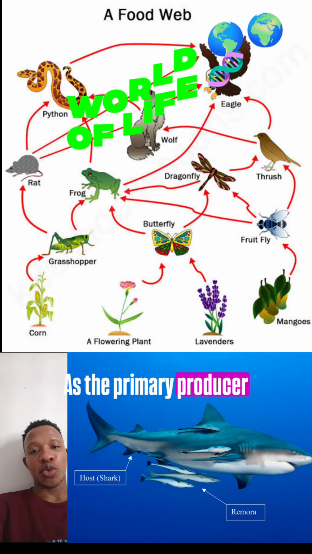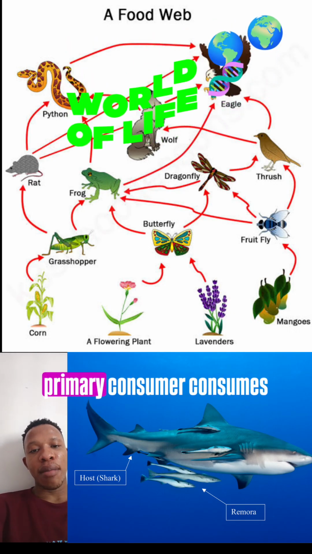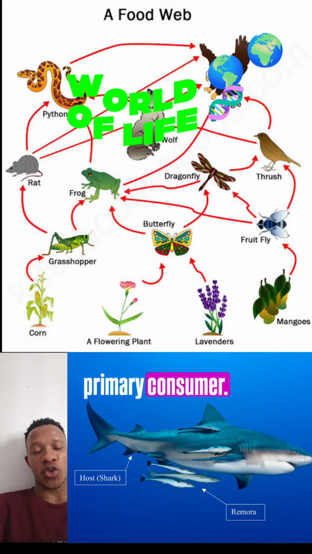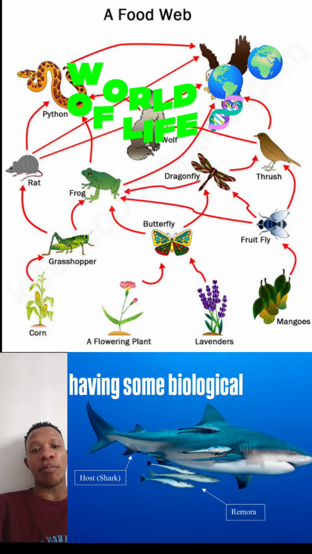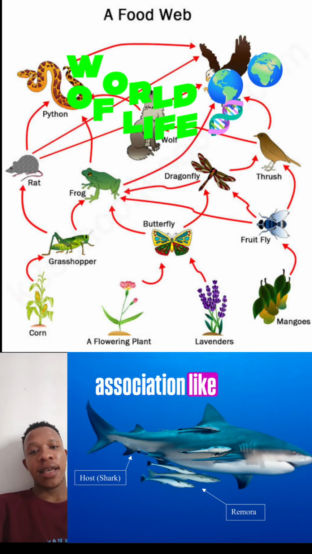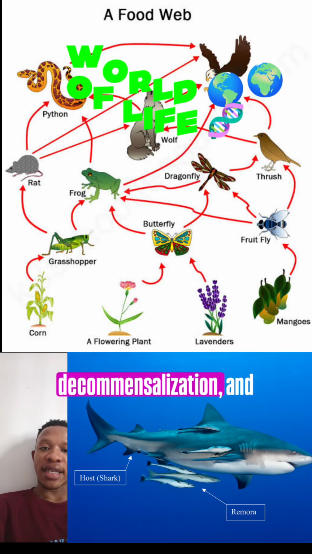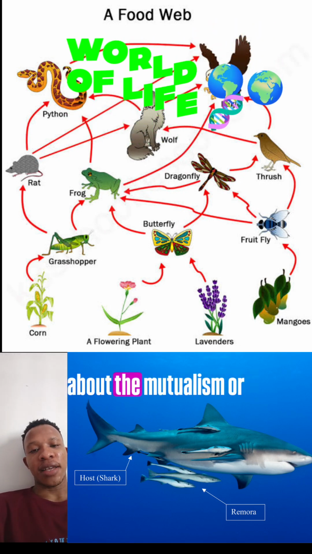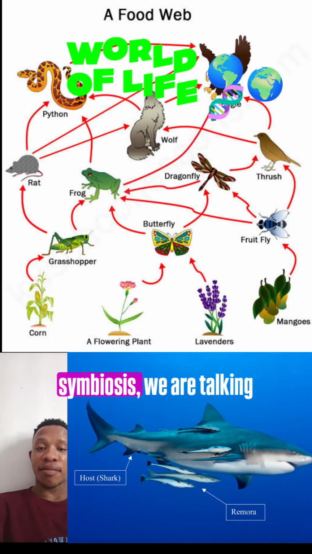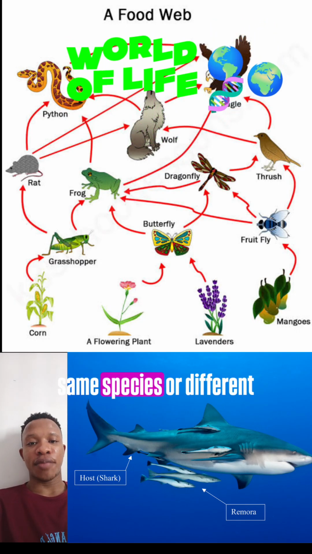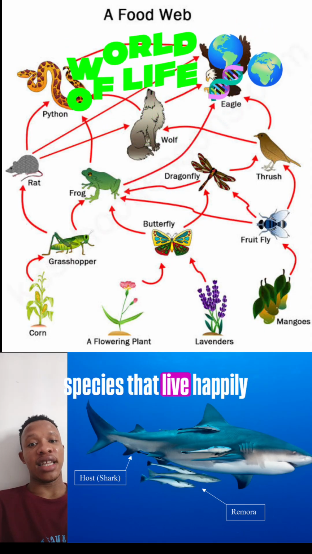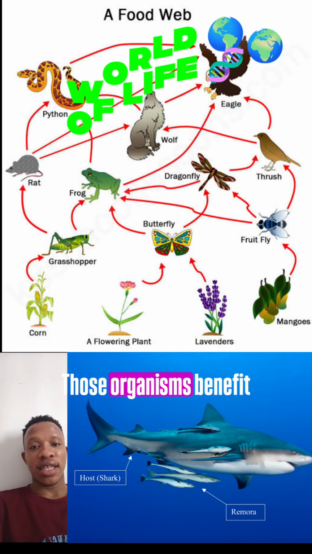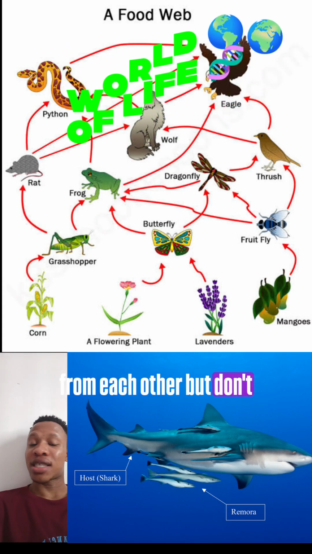Okay, as the primary producer produces food, the primary consumer consumes them, and also the secondary consumer feeds on the primary consumer. That is where we are having some biological associations like predation, commensalism, and symbiosis. Now, when we are talking about mutualism or symbiosis, we are talking about organisms of the same species or different species that live happily in the environment, where those organisms benefit from each other but don't harm themselves.